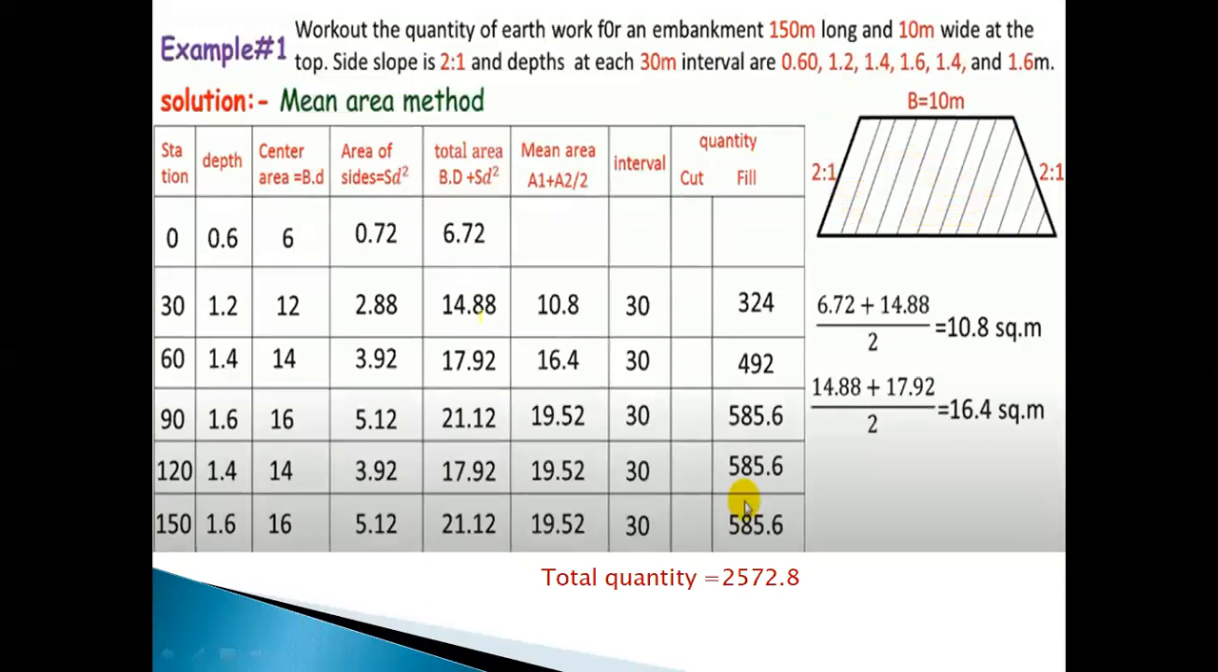Next one, area of the sides. So S D square, S value is 2. 2 into 0.6 square, that equals 0.72. Next one 1.2 square into 2, 2.88. Clearly, side area is S D square. Next one 3.92. Next one 5.12. Next one 3.92. Next one 1.6 square into 2, 5.12. Okay, clearly.